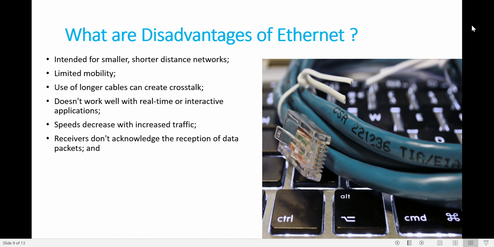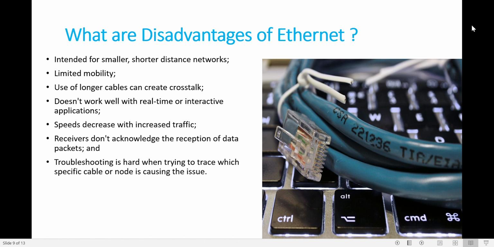Receivers do not acknowledge the reception of data packets in Ethernet, and troubleshooting is hard when trying to trace which specific cable or node is causing the issue. So these are some of the disadvantages of Ethernet.